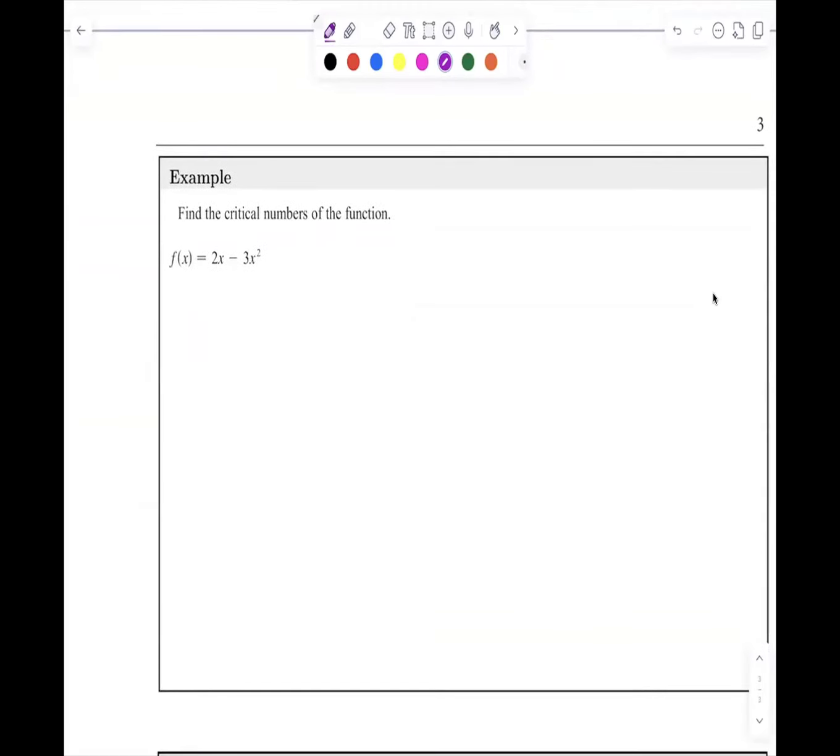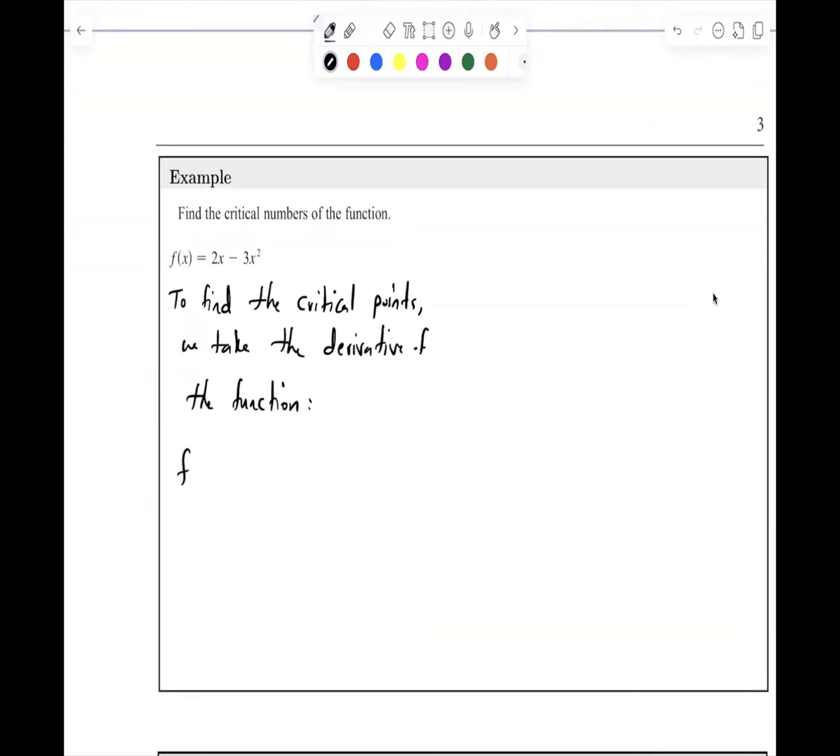We want to find the critical numbers of the following function. To find the critical points, we take the derivative of the function. F prime of x is equal to 2 minus 6 times x. Set f prime of x equal to 0: 2 minus 6 times x is equal to 0, or 6 times x is equal to 2, or x is 2 divided by 6, or a third.